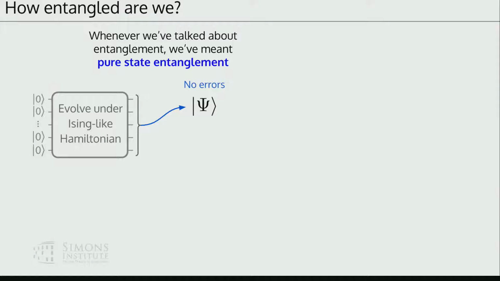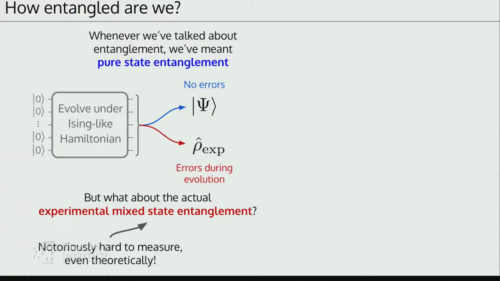And the thing I want to think about is that whenever we've talked about entanglement in this talk so far, we've talked about pure state entanglement, some entanglement of a pure state that we are trying to produce. But of course, what we actually get in the experiment is this noisy mixed state that we've been talking about. And so what we want to know is what is the actual experimental mixed state entanglement content that the experiment actually produces. And this is notoriously hard to measure or even think about, even theoretically.